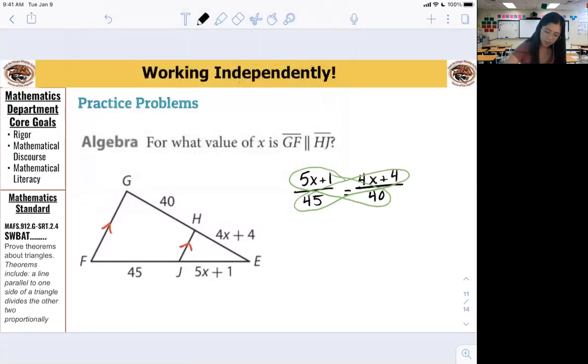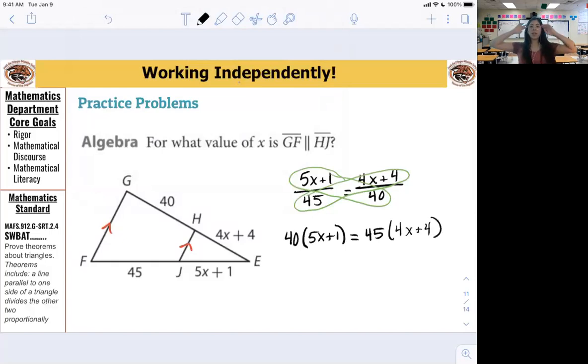So this is going to be 40 times 5x plus 1, and then 45 times 4x plus 4. Challenge yourself, do it on your own. Algebra all alone, you got this. Solve that equation. We'll see what we get.